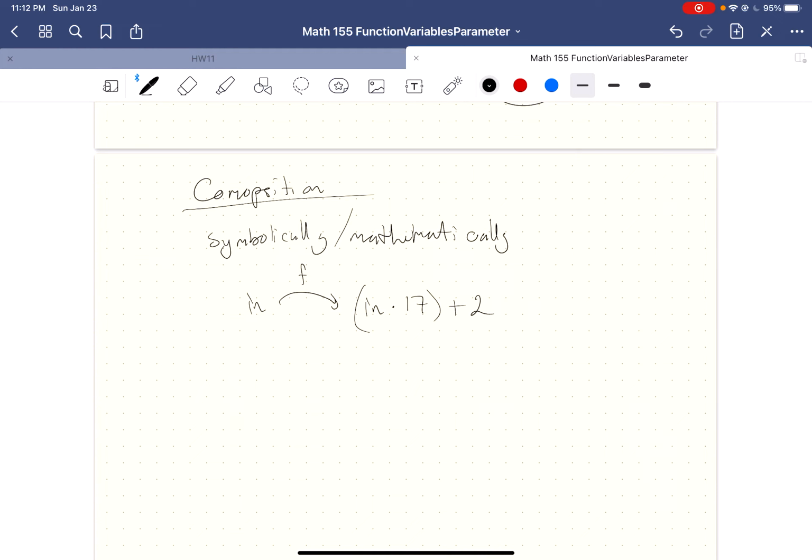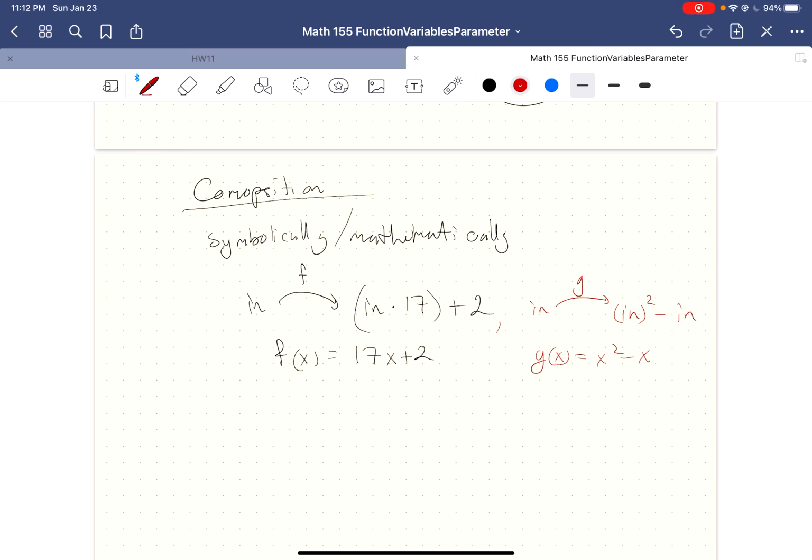Now, the way we write this down algebraically is I might say f of x is equal to 17x plus 2. But I really like to think of it as, what does it do to my input? It multiplies my input by 17, and then it adds 2. Okay, so that's the function f. And then maybe I have this function g, where if you give me an input, g is going to take my input, square it, and subtract the input. So symbolically, I might write g of x is equal to x squared minus x.